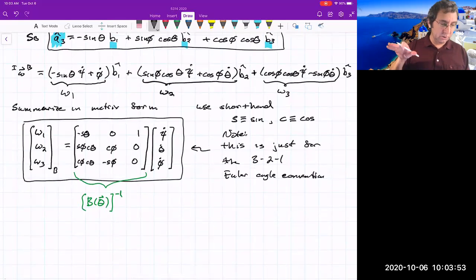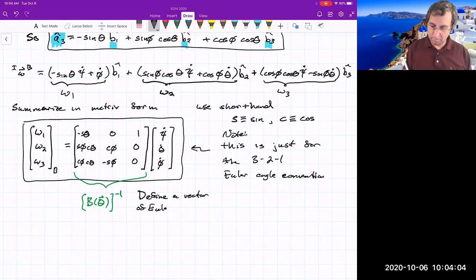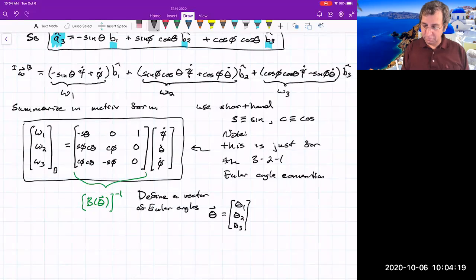So you would get something else if you wrote it another way. So we've defined a vector of Euler angles. We'll call it theta, the little vector sign on top. And so this is theta 1, theta 2, theta 3, where the first rotation is through the theta 1 angle, and then the next rotation is through the theta 2, and the final rotation is through the theta 3 angle.